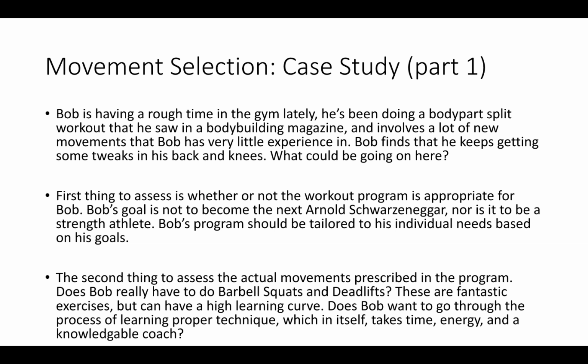So he's been doing that type of workout that he saw in a bodybuilding magazine, and it involves a lot of new movements that Bob has very little experience in. Bob finds that he keeps getting some tweaks in his back and knees. What could be going on here?